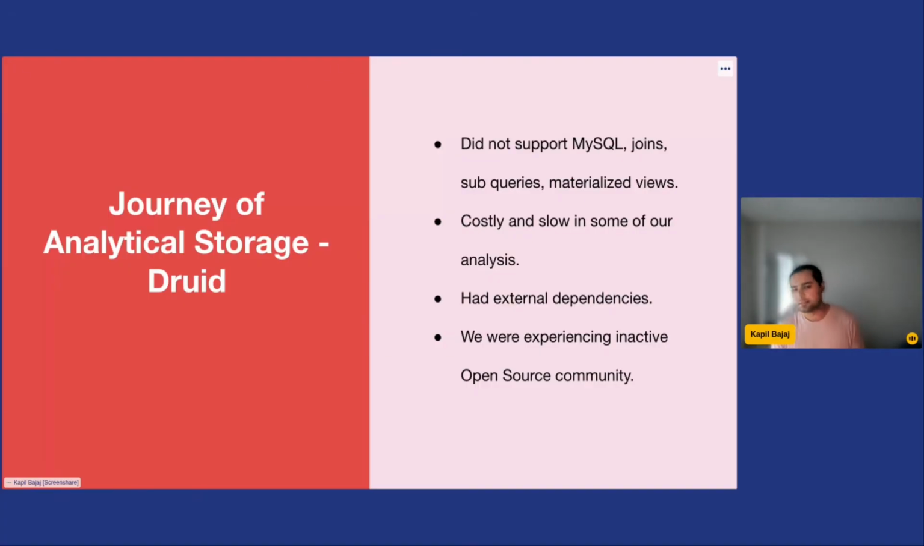And there were external dependencies like for our ingestion layer, we had to use Hadoop jobs, so we could not just do native ingestion easily. But one thing I do want to call out is at that point, all of these were smaller issues for us. Druid was working fine for us.